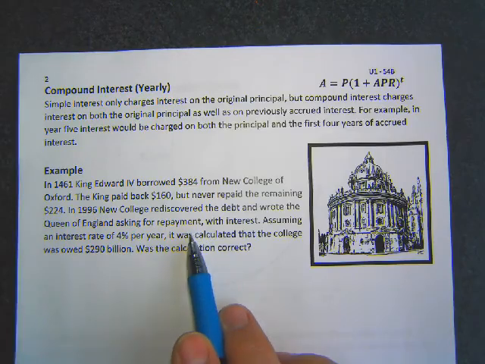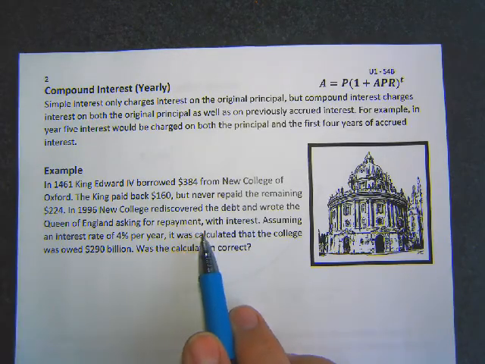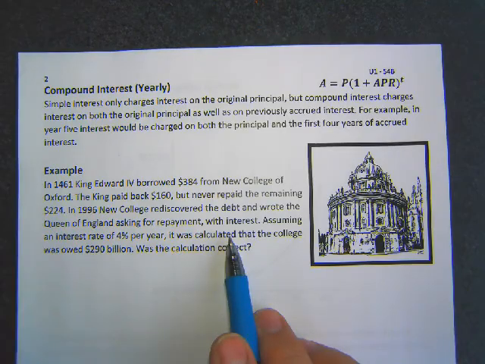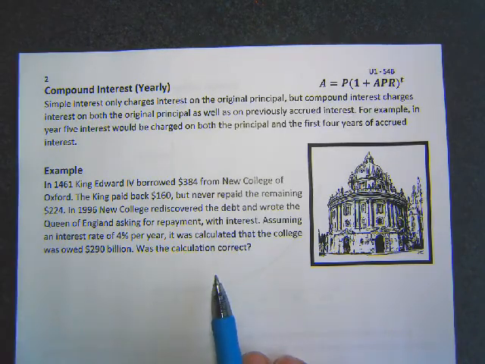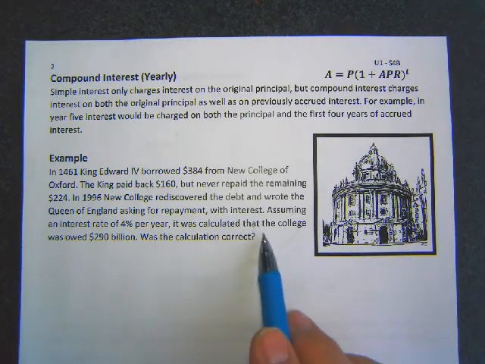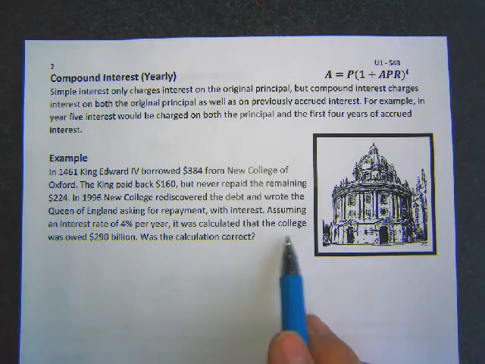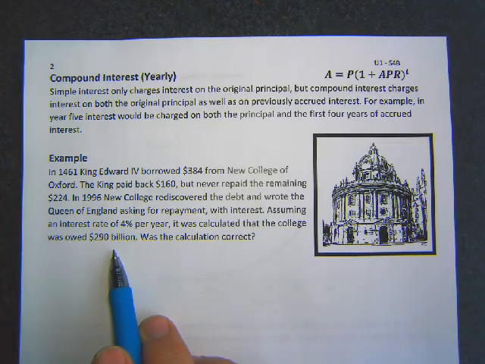So then, in 1996, New College rediscovered the debt and wrote the Queen of England asking for repayment with interest. Kind of bold. I don't know if I'd be willing to write the Queen and say, hey, you owe me money. Assuming an interest rate of 4% per year, it was calculated that the college was owed $290 billion.